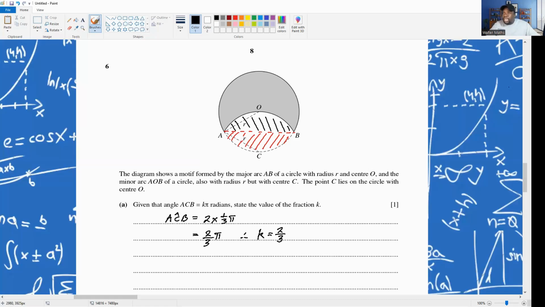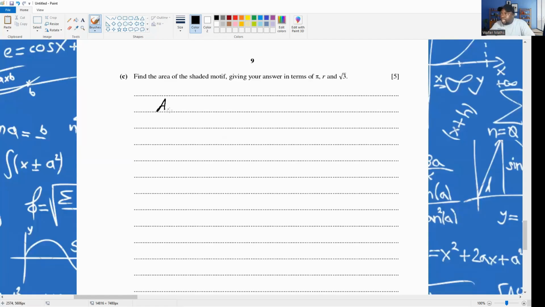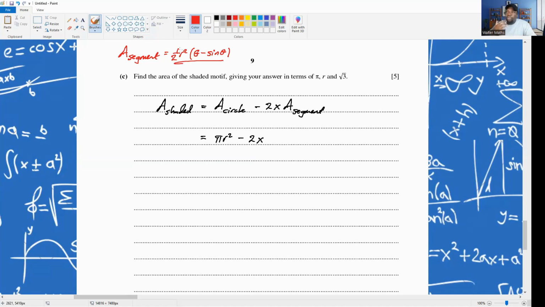So what I'm saying here is, to find the shaded area, let me write that down. The shaded area, we can say, is the area of the circle minus 2 times the area of the segment, which are those segments that we have. All right. The area of a circle is pi r squared. It's minus 2 times. For the area of a segment, I would like to believe you know the formula, which happens to be half r squared times theta minus sine theta, right? Just memorize this formula for the area of a segment. It'll serve you a lot. So this is how you find the area of a segment.